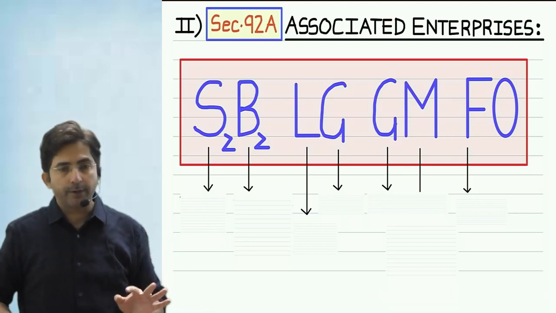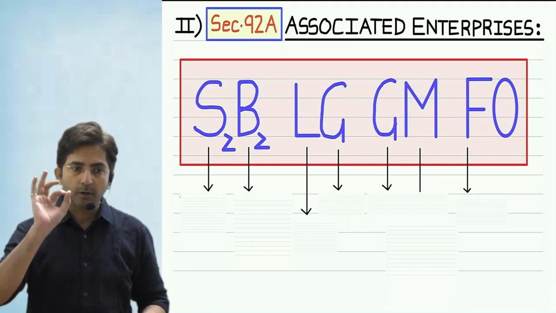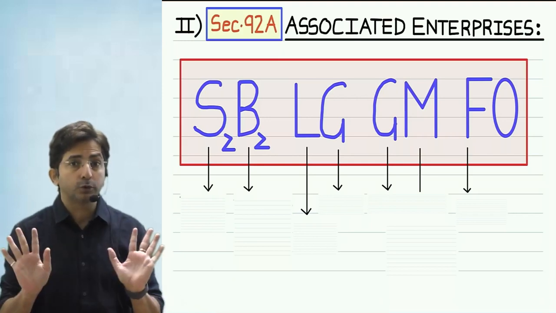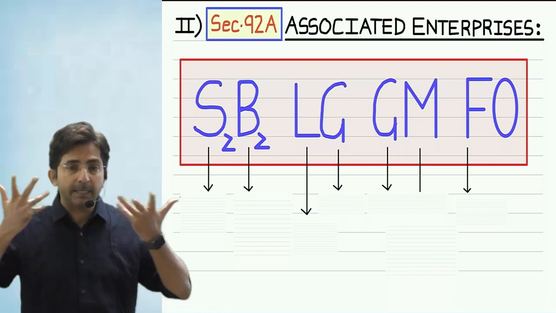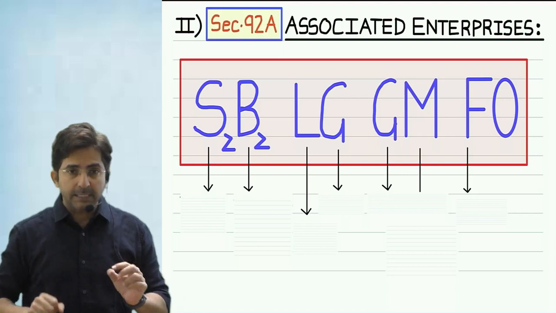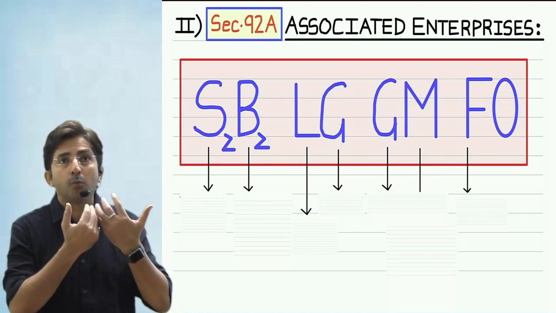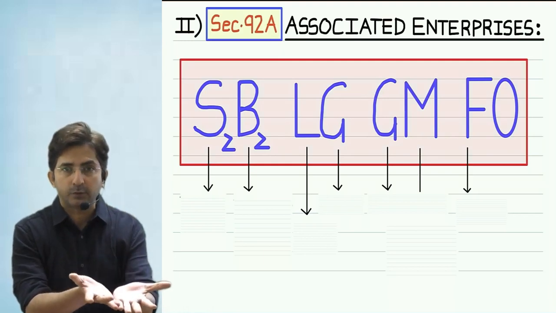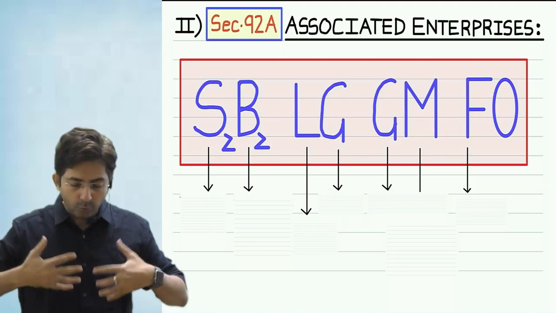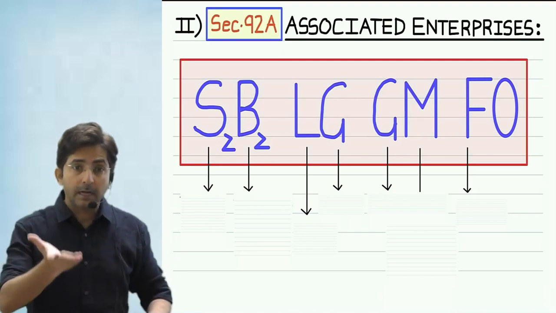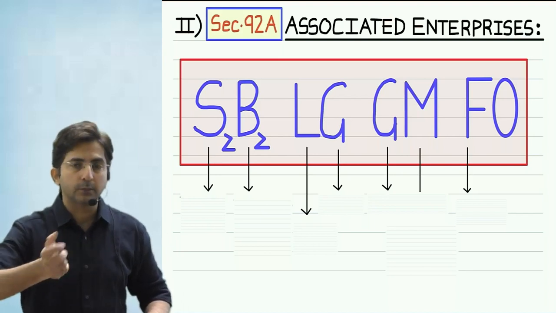Then next point. Next is B. B stands for board of directors. Don't look at the notes right now. First try to understand without seeing anything, just by explanation. So B stands for board of directors. It means if I am able to appoint more than half of the board of directors of another enterprise. I repeat, if I am able to appoint more than half of the board of directors of another enterprise, then also it is an association.